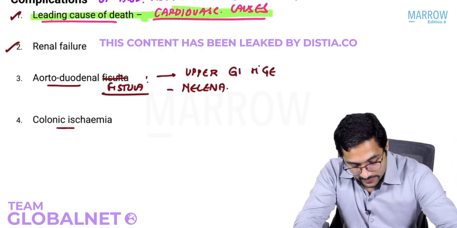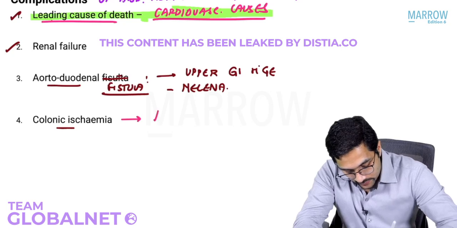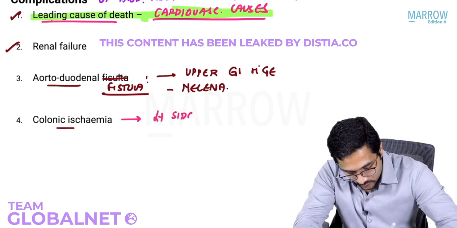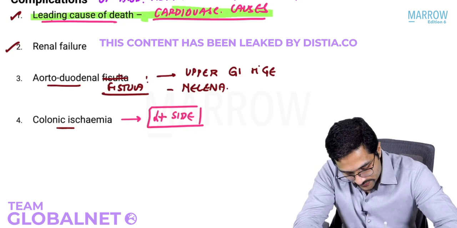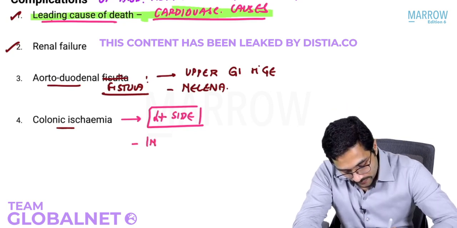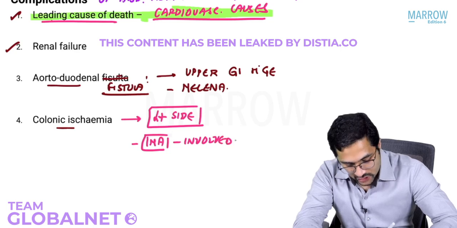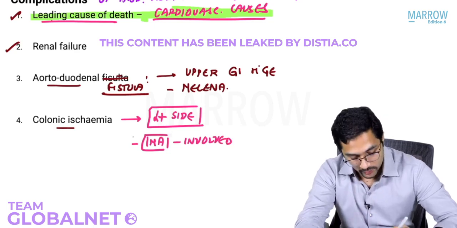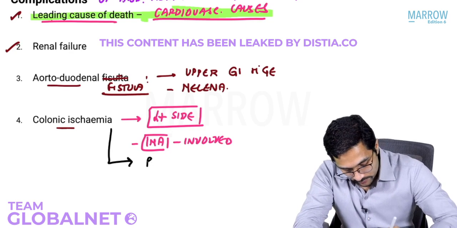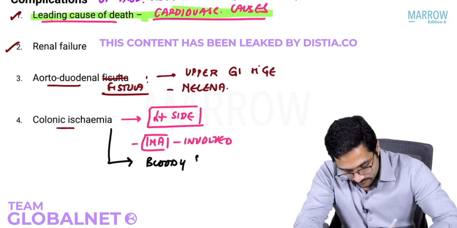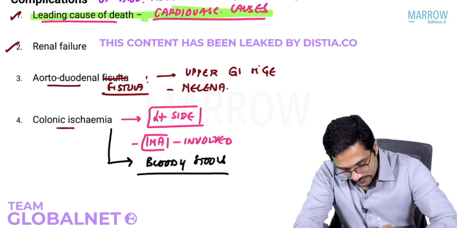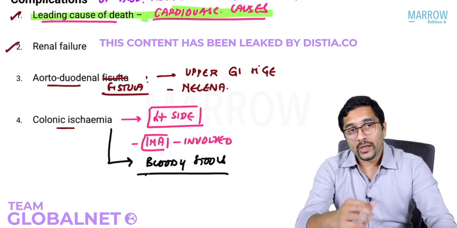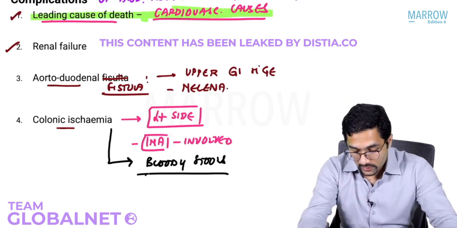Colonic ischemia can occur. This colonic ischemia is commonly seen on the left side of the colon, and the inferior mesenteric artery is the one which is involved. And patients who develop colonic ischemia in the postoperative period are going to come with bloody stools. They come with bloody stools, and you can diagnose it using colonoscopy, or angiography can tell you about this ischemia.